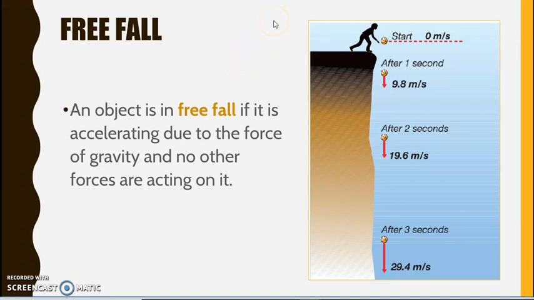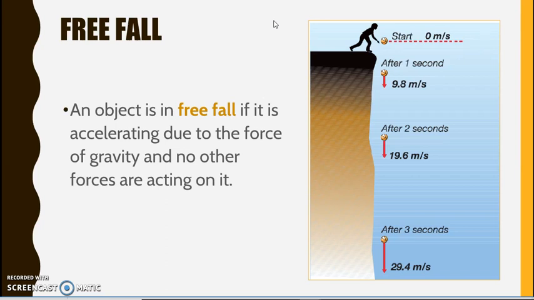So the last part of acceleration I want to talk about is free fall. An object is in what we call free fall if it's accelerating because gravity is pulling on it. It's literally what it sounds like, free fall. It's not being pushed. There's no other force. So you're not running. A car is not driving. It's literally just something that's falling. The only thing making it move is gravity.